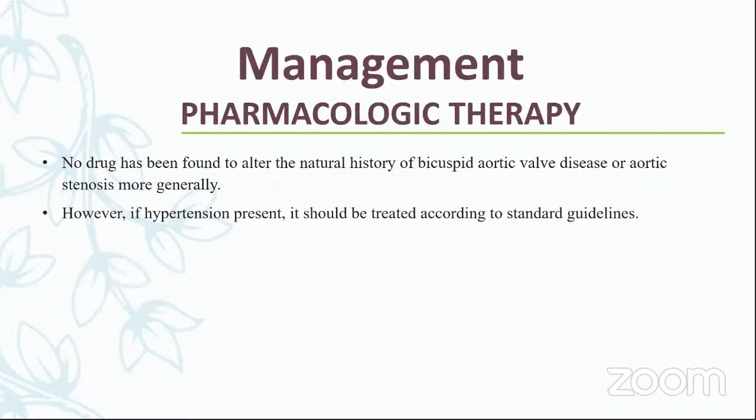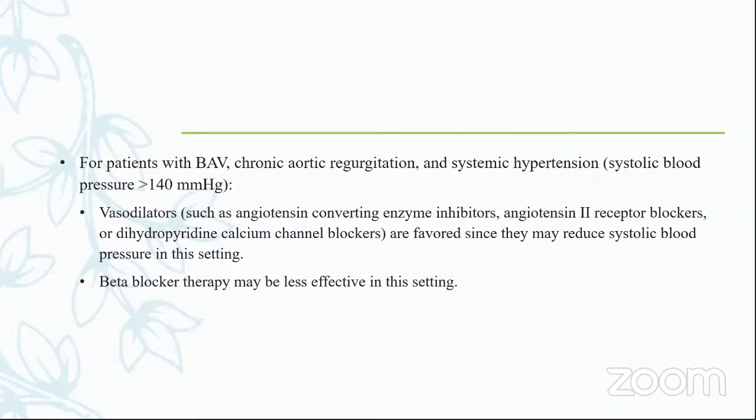The pharmacological therapy of bicuspid aortic valve. No drugs have been found to alter the natural history of bicuspid aortic valve disease or the aortic stenosis more generally. However, if hypertension is present, it should be treated according to the standard guidelines. So for patients with bicuspid valve, chronic aortic regurgitation, and systemic hypertension, vasodilators such as ACE inhibitors, ARBs, or calcium channel blockers are favored since they may reduce the systolic blood pressure in this setting. Beta blockers may be less effective in this setting.